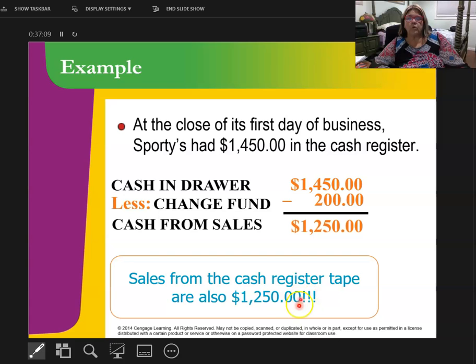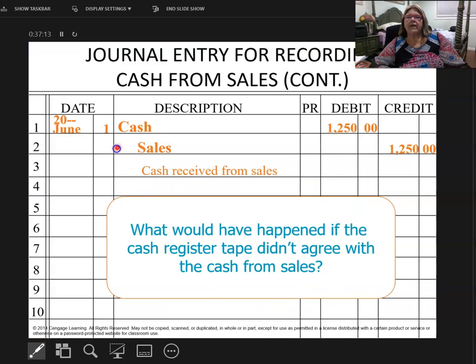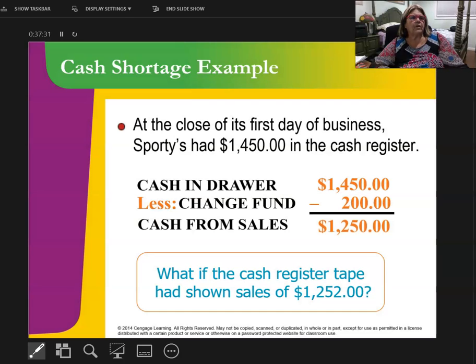So when I get the $1,250, remember, I deposit money into my account every day, so I'm going to put that money in the bank. I'm going to debit my cash, and I'm going to credit my sales. Now, you do know that sometimes people make mistakes counting out money. So what happens when my cash register tape doesn't agree with how much money I have in the drawer?